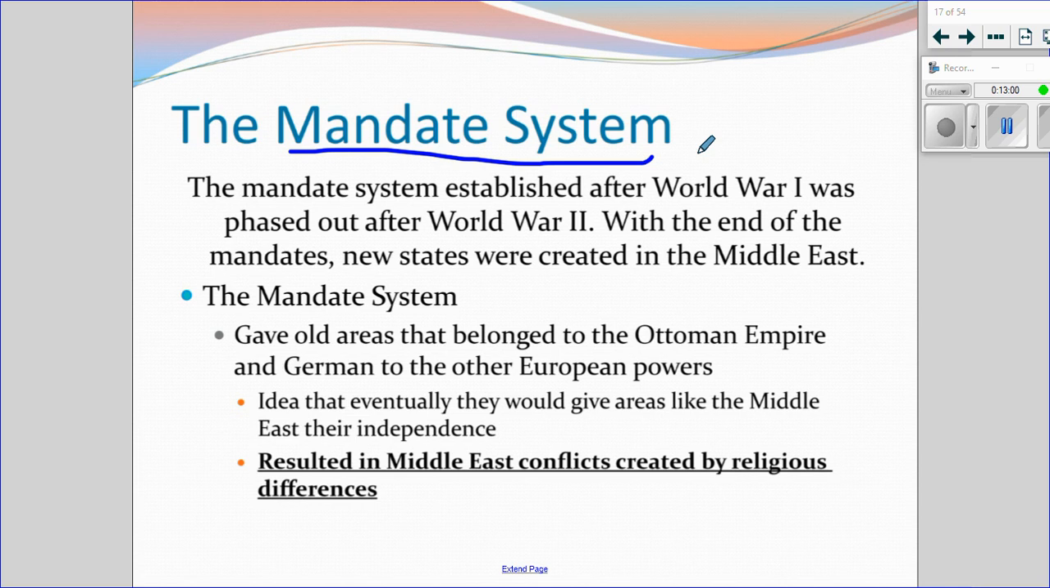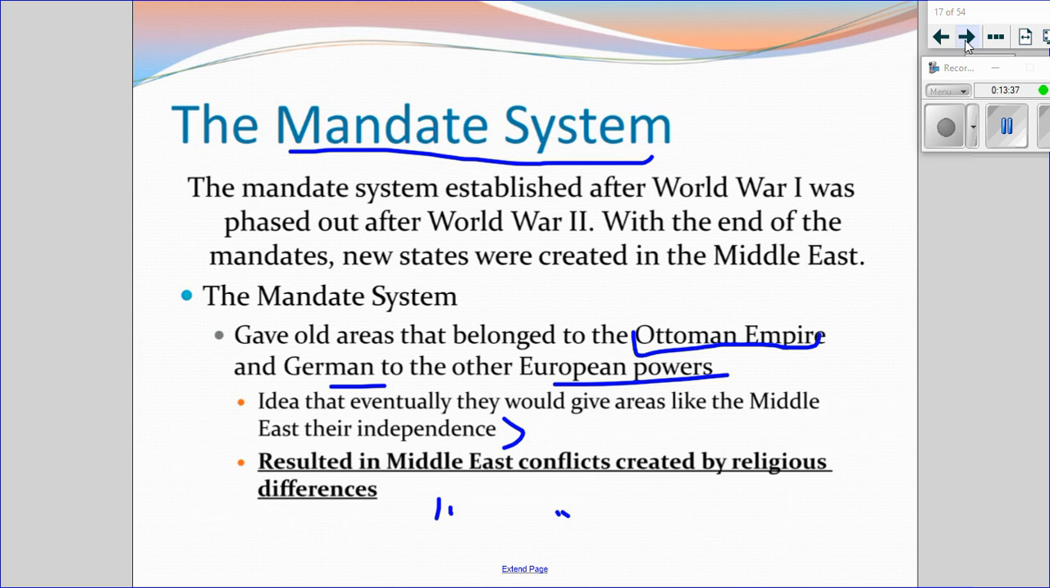With the end of the mandates, new states were created in the Middle East. So this gave those old parts of the Ottoman Empire and the German Empire independence. These Middle Eastern countries are finally going to be able to govern themselves. Remember, the mandate system basically divided the Ottoman Empire among European powers and Germany. They said, hey, eventually we'll give areas like the Middle East their independence, but we need to govern them for now because they're not really, I'm going to draw quotes, able to govern themselves, right? Really, it was about resources. And mandates were basically colonies.